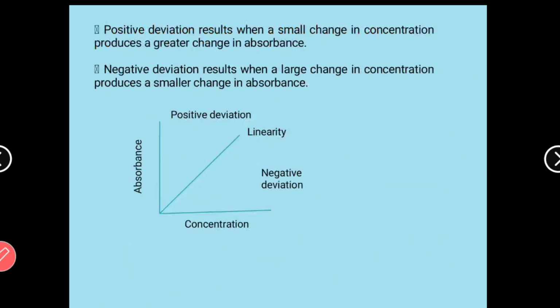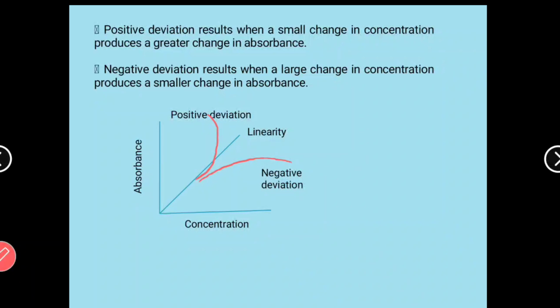What do you mean by positive deviation? Positive deviation results when there is a small change in concentration and produces a greater change in absorbance. And negative deviation results when there is a large change in concentration and produces a smaller change in absorbance.